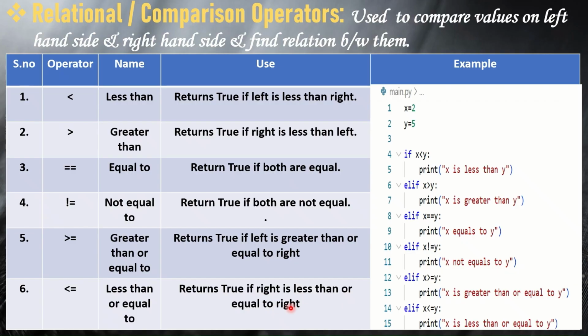Sorry, I have made a mistake here. Instead of right, we have left. It compares whether the right operand is less than or equal to the left operand. So here we have these many different conditions based on these comparison operators. Like this, we can make use of these comparison operators in the form of code.